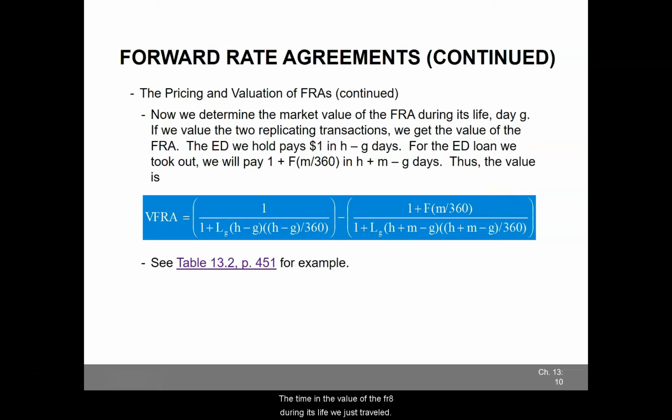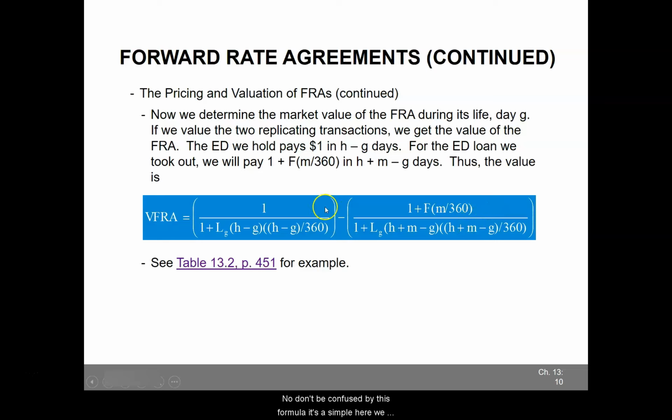To determine the value of the FRA during its life, we just refer back to the replicating portfolio transactions, the Eurodollar long position and the Eurodollar short position. If we value those two positions using the spot rates prevailing after G days, we can then multiply that by the notional value to get the value of the forward rate agreement.